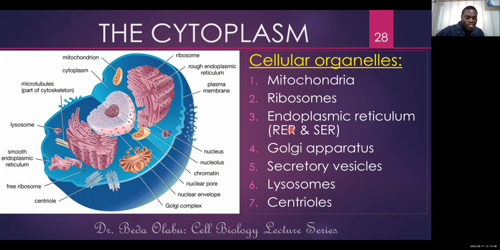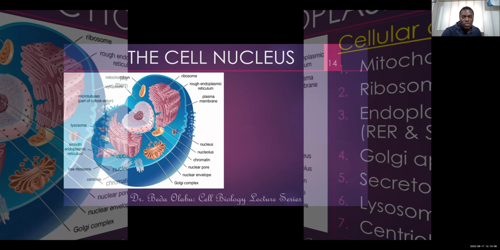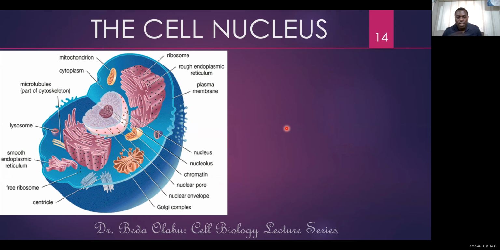I believe you discussed the functions of the different cellular organelles. So now we are done with the second component of the cell, which is the cytoplasm. Now I'll take you back to the third component of the cell, which is the nucleus. Remember, we said the cell has three basic components: cell membrane, cytoplasm, and the nucleus. We've done the first two, so let's do the last one.